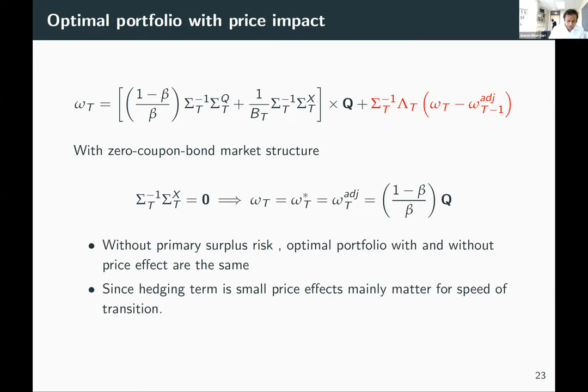How much does the price impact affect the end resulting portfolio can also be guessed. We already know from previous slides that the hedging term is small, but just take a limit and set the hedging term to zero. And there we can show that in the absence of the hedging term, the formula with and without the price effects is the same, and it's just the exponentially declining weights. We know that the hedging term is small. So in this sense, allowing for price impact or price effects mainly matters for the speed of transition, not much for the shape of the portfolio.